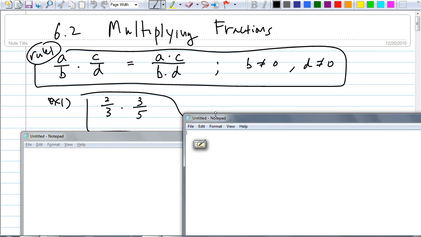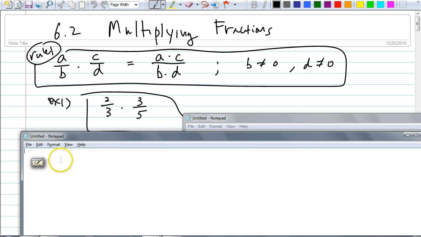So this is pretty simple. 2 over 3 times 3 over 5. And of course, you could just multiply across and simplify later. But does anybody see what else we could do before we do all that? Brent? Cross-reduce. Yeah, so that's a shortcut.